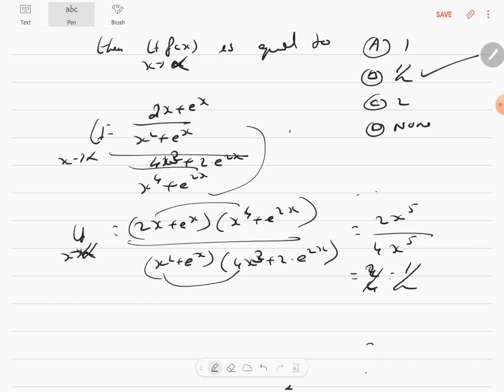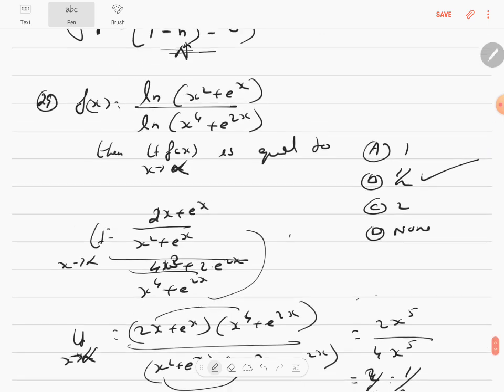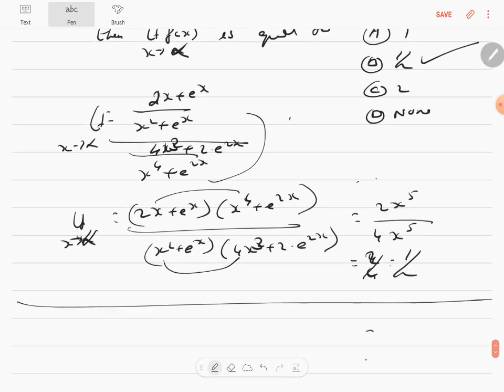I'm sure I've discussed this sum already. It's the same thing. So whenever it tends to infinity, you apply L'Hopital rule, take the highest powers' coefficients and write it as the answer. I hope the recording has come out well.